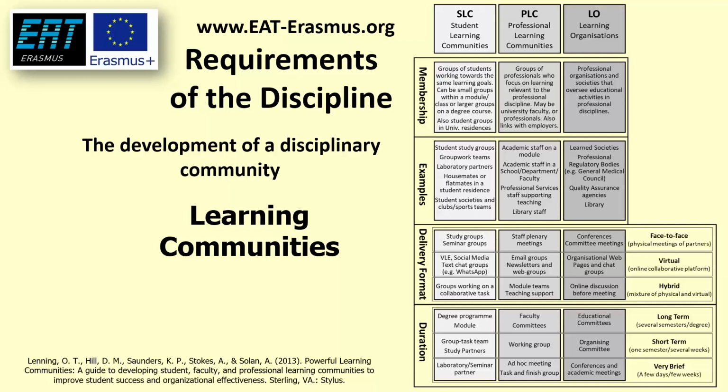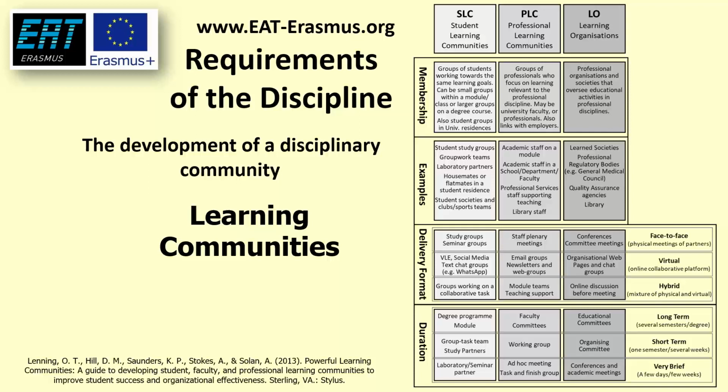Then there's a professional learning community, so that's the community of the discipline. So that's professionals within that discipline, a learning community of lawyers or a learning community of doctors or a learning community of historians or philosophers or chemists or engineers. And then there's learning organisations, which are professional organisations that support professional activities within a particular discipline. Those often have regulatory roles within the educational elements of that disciplinary community.